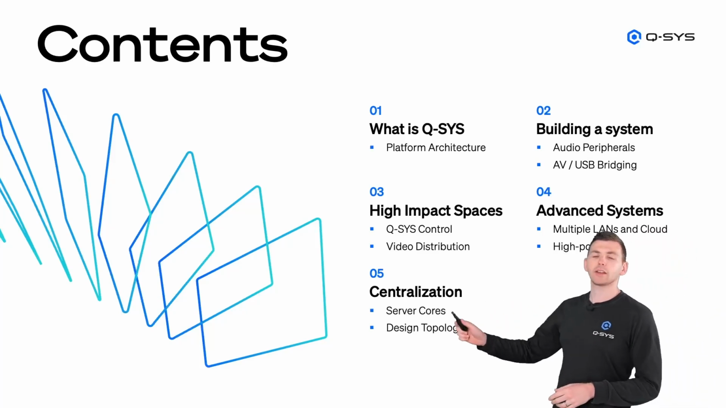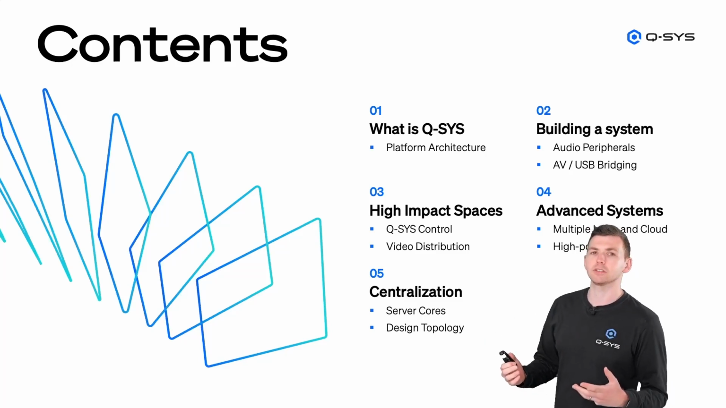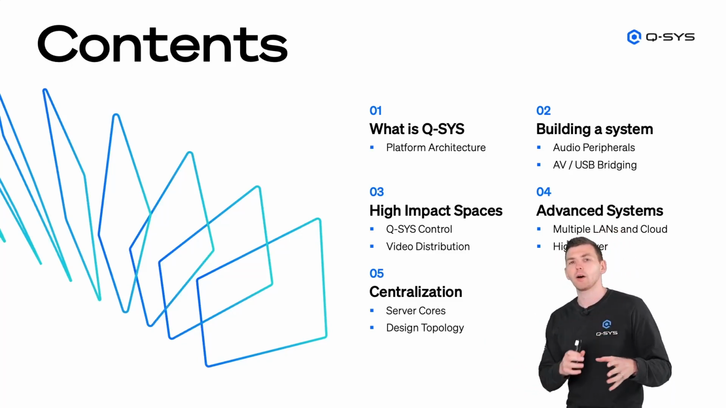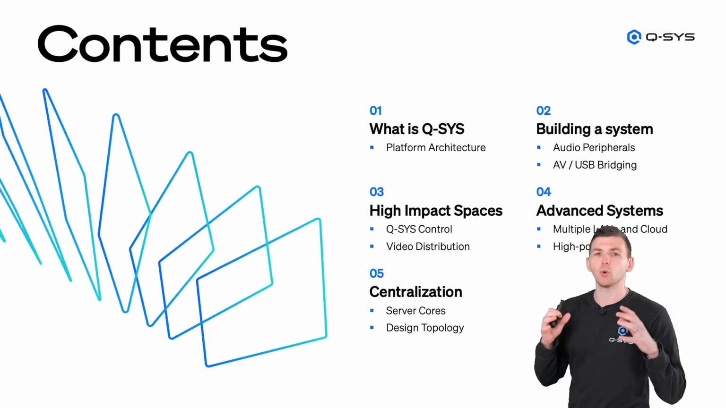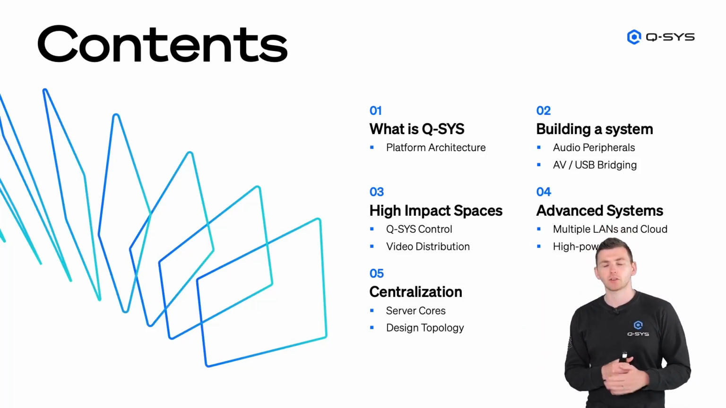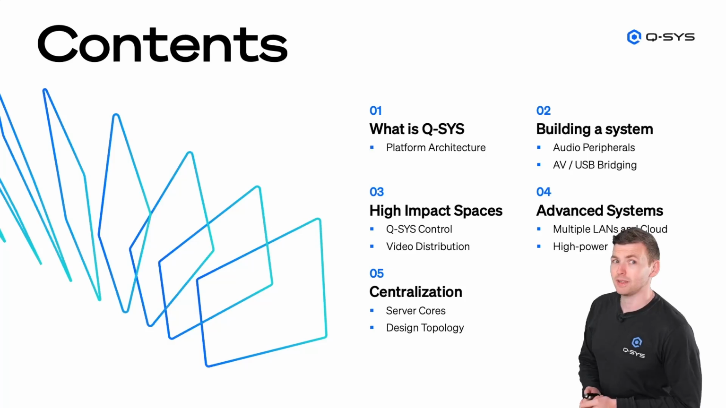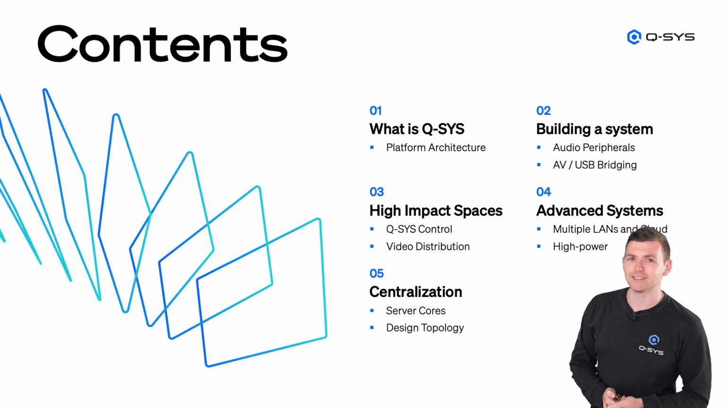And then we're going to look at centralization. So here we're talking about the biggest Q-SYS systems, or maybe we're talking about lots of small systems but all running in a centralized way with centralized processing. Talk about the pros and the cons of that approach. And of course, make sure you pay attention because there is going to be an exam at the end, okay?